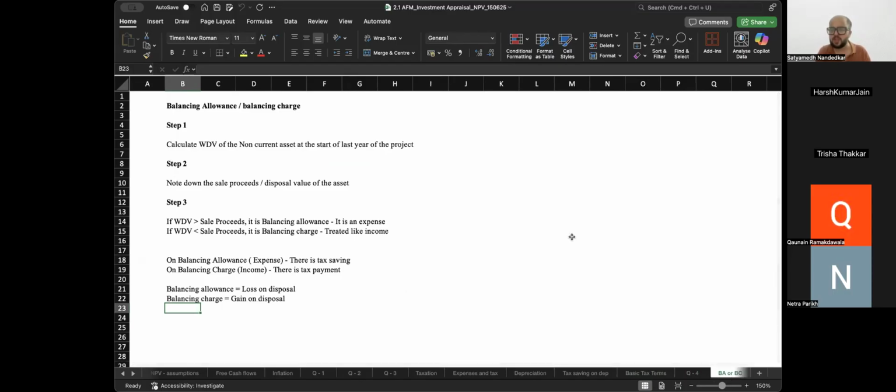Now, in case of depreciation, they will give you the written down value percentage. So calculate depreciation for year 1, 2, 3, 4. In the year of disposal, do one thing: calculate the WDV at the start of the year of disposal and compare that with the disposal proceeds. If WDV is greater than disposal proceeds, it creates a balancing allowance, which is like an expense.